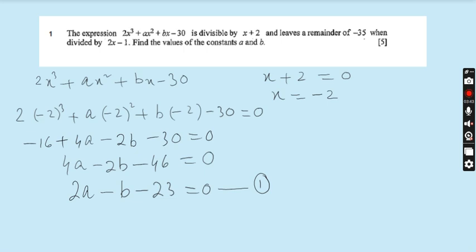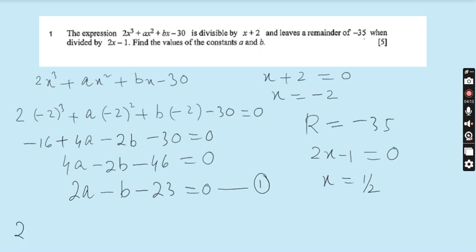Now look at the second part of the question. This expression leaves a remainder r of minus 35 when it is divided by 2x minus 1. So 2x minus 1 is equal to 0. This implies that x is equal to 1 upon 2.